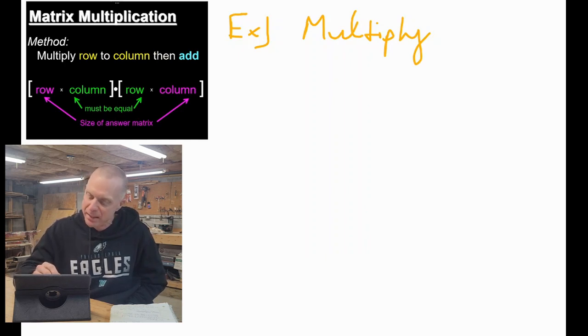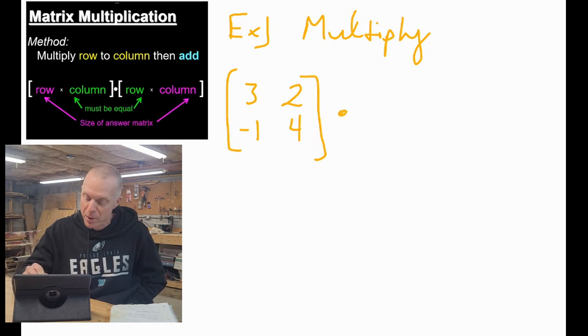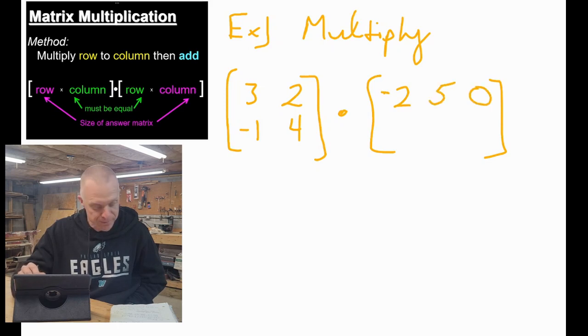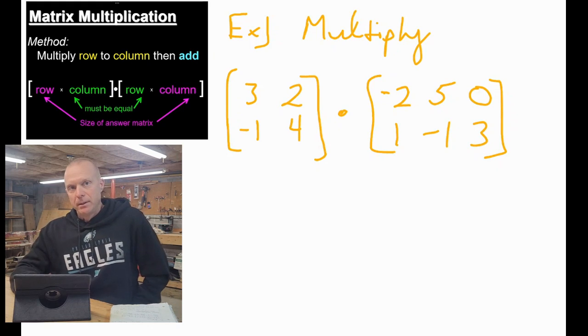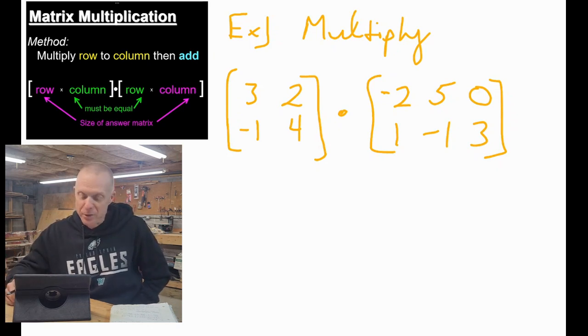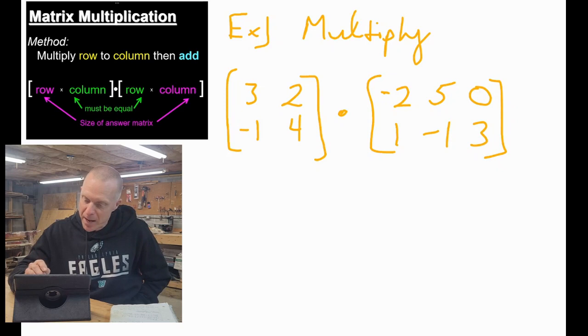Again, it may not be quite what you think, but it would depend on what you think. So let's take this matrix that contains 3, 2, -1, and 4. What we're going to do is multiply it by this matrix that contains -2, 5, and 0, and 1, -1, and 3. So you can already see that these two matrices are not of the same size. But does it turn out that they are of the right size?